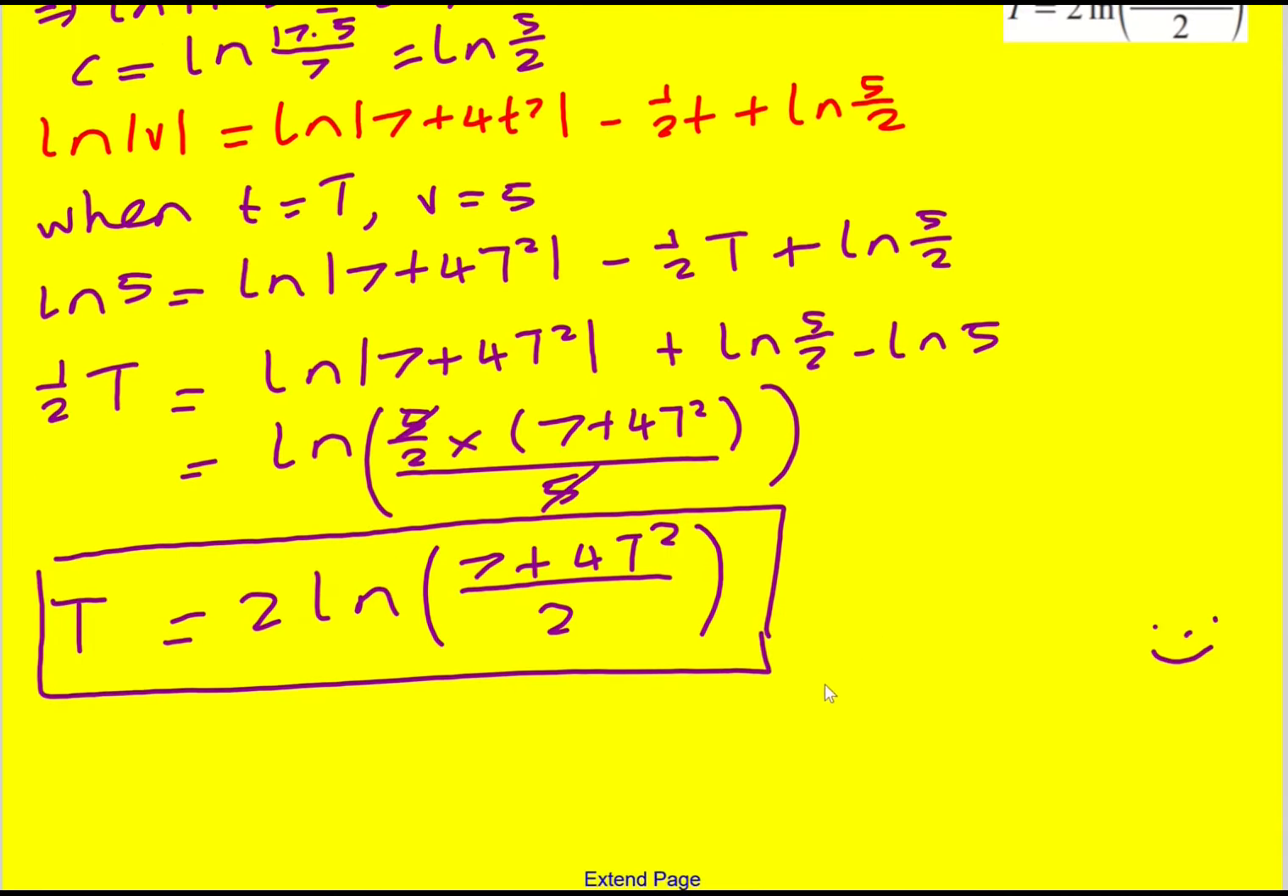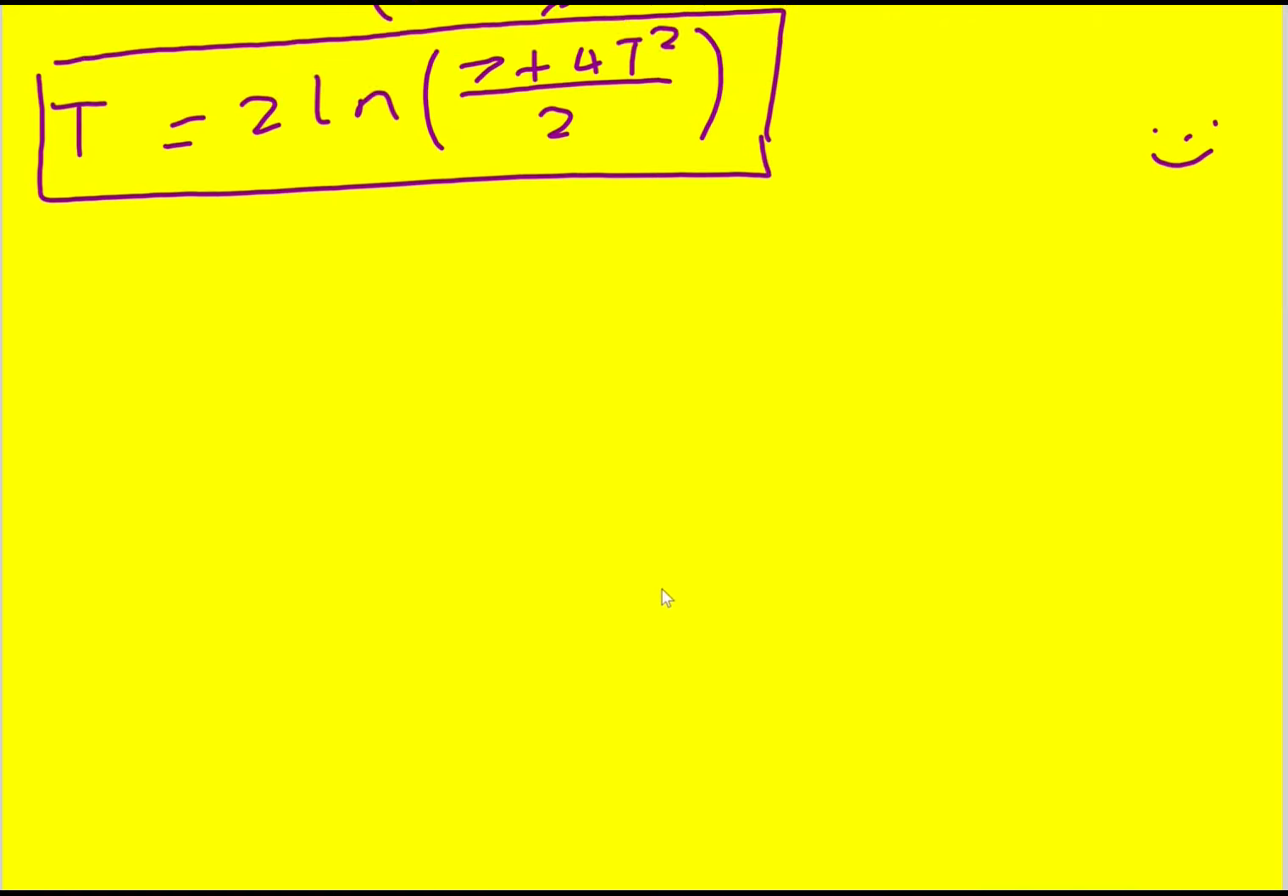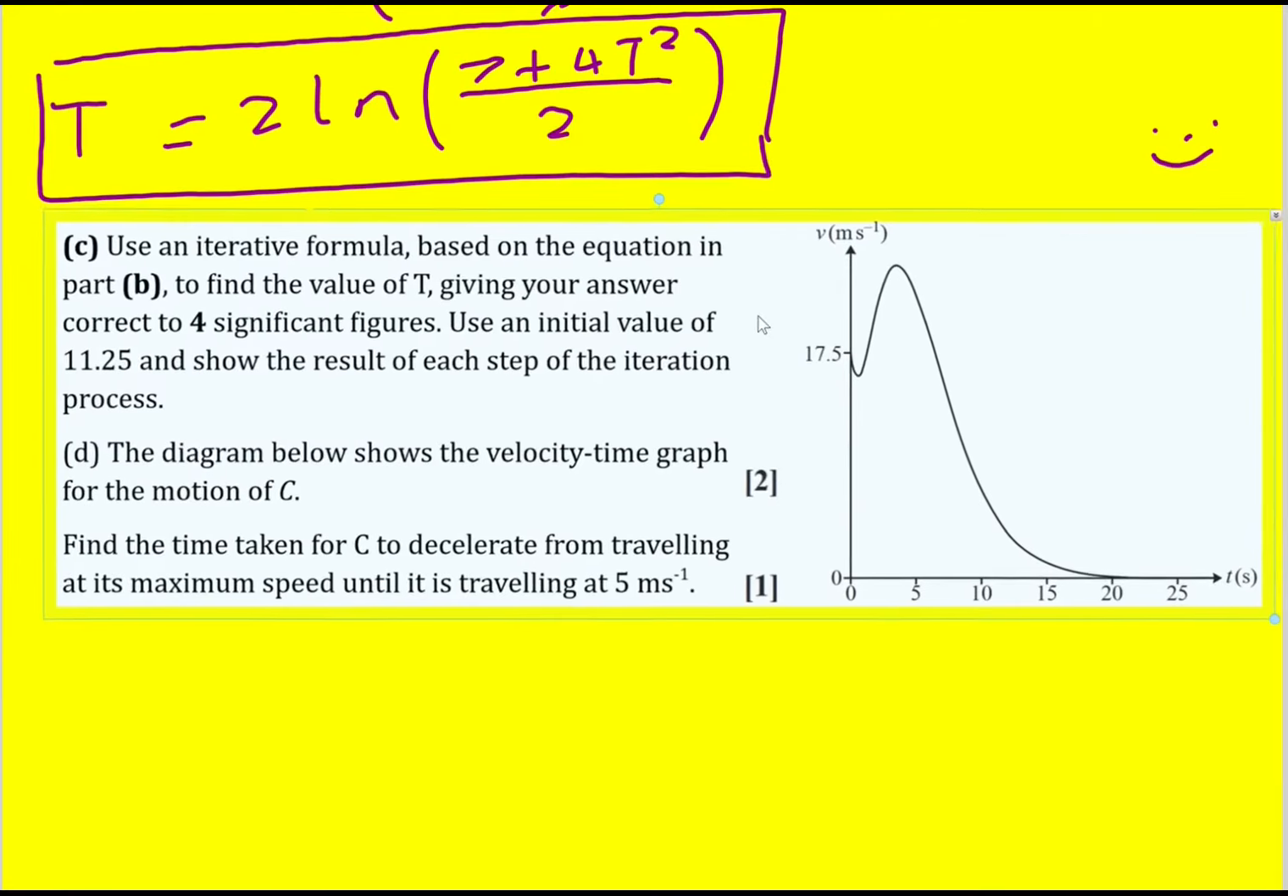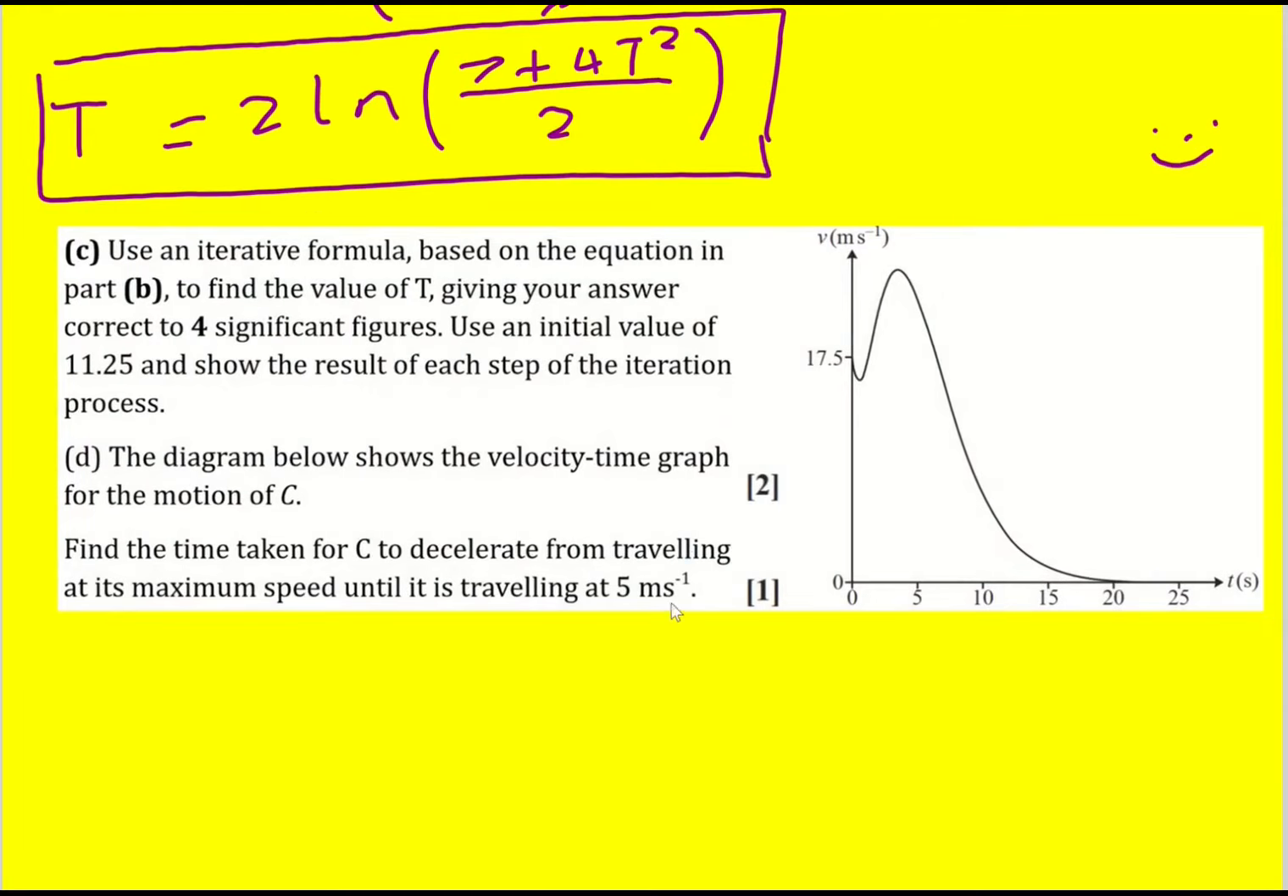Okay, we're nearing the end. We're now on to the second part where it becomes a numerical approach to solve this equation using an iterative formula based on the equation in part B. They didn't give it to you. Find the value of t, but actually it's basically set up for us because what we can do is just make it t n plus 1 equals 2 ln 7 plus 4 tn squared over 2.